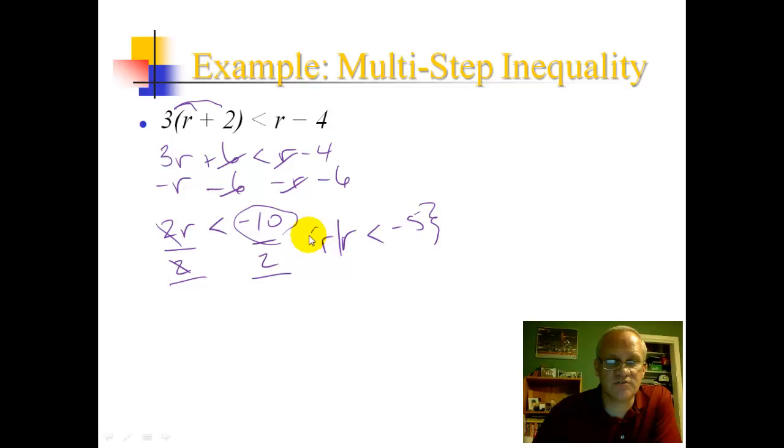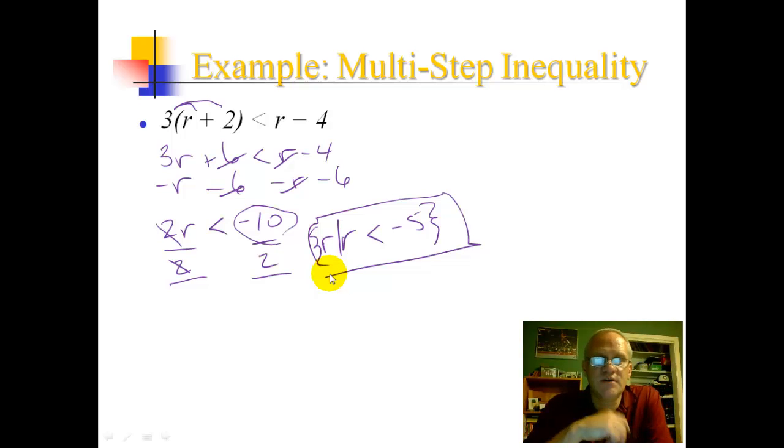And set builder notation would look like this. Okay, well, let's look at solving single-step inequalities, one-step inequalities, and multi-step inequalities.